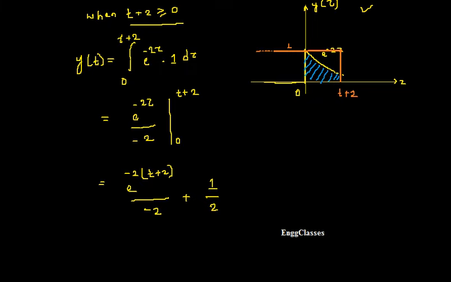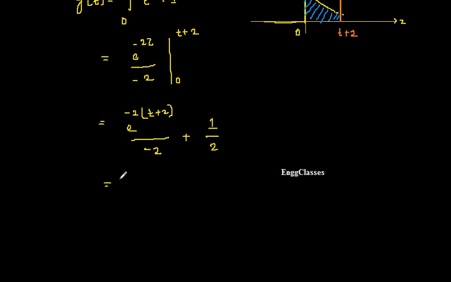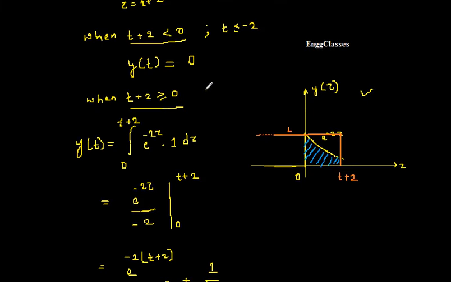So one can understand this. If you want, I can take 1 by 2 out. I'm left with 1 minus e to the power minus 2 into bracket t plus 2. So this is the expression for y of t finally, under the condition when t plus 2 is made greater than 0. So again I'll say it, t plus 2 greater than or equal to 0, and I will take 2 to the right hand side, I'm going to get t greater than or equal to minus 2. Is that okay? Both the conditions are same.